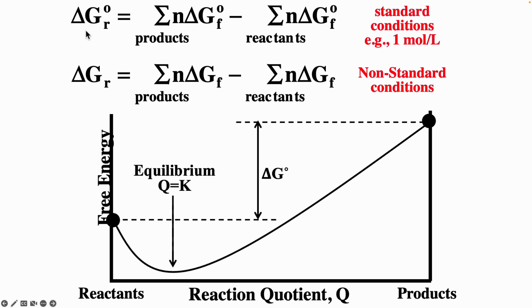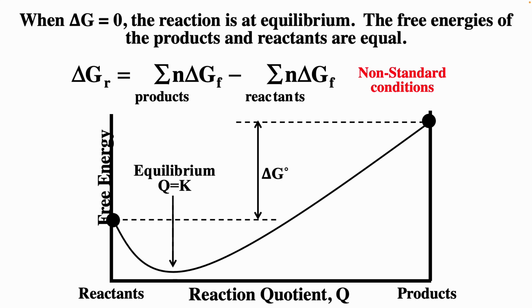Now for both delta G naught and delta G, we can actually calculate using products minus reactants. Now for delta G naught, that's when you have pure products minus pure reactants. And so again, it's a constant for a specific reaction at a specific temperature. Now delta G is actually the slope of this line. And so for the minimum, the slope is 0. And so at equilibrium, delta G is equal to 0. And so at equilibrium, delta G equals 0 means the free energy of the products and reactants are equal at those concentrations.